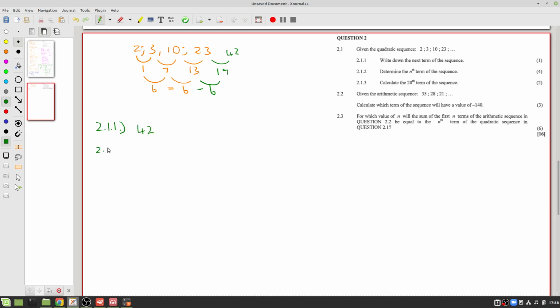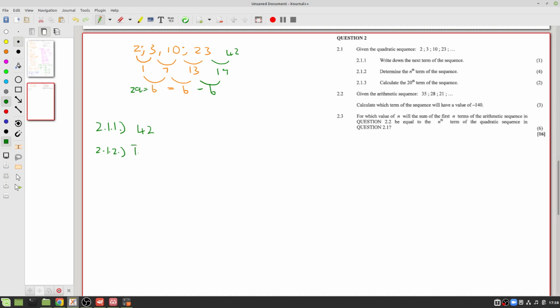Next question, 2.1.2. Determine the nth term of the sequence. Okay, so here we have a little trick. There are a couple of different ways we can do this. I think the most common shortcut that most people use, and which I will explain here as well, is using simultaneous equations, and we got this. We got that 2a will always equal that value.